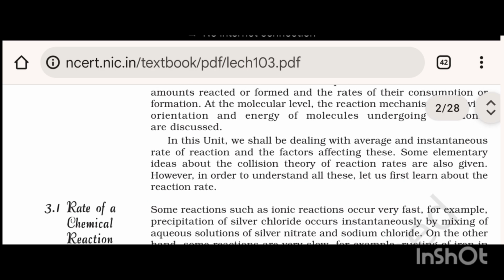In this unit, we shall be dealing with average and instantaneous rate of reaction and the factors affecting these. Some elementary ideas about the collision theory of reaction rates are also given. However, in order to understand all this, let us first learn about the reaction rates.